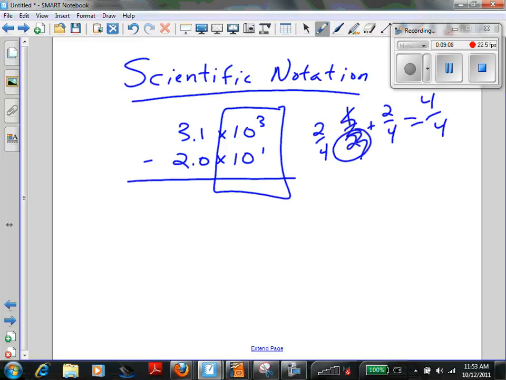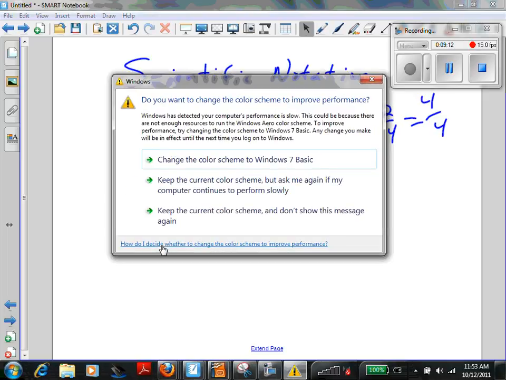I don't feel like going. Any clue why this is happening? Because my computer's performance is slow. That's nice. Alright, that's not good. Who cares?